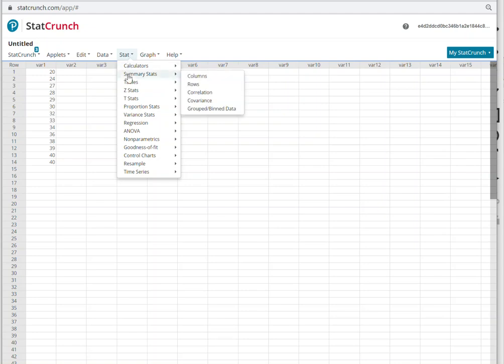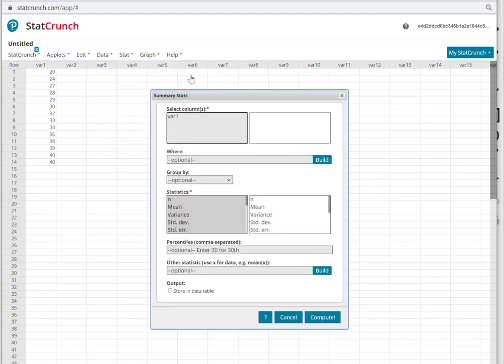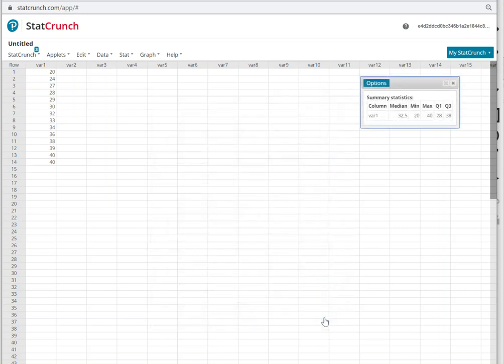And if we wanted to get just the 5 number summary, we could go to Summary Stats, Columns. We'll select the column here, VAR1, and we'll select what we need. Well, that would be, let's see, it's a little bit hard to do this. Let me use this little thing. So we need the median. I'm going to hold Control, and then we need the minimum. And again, use this little bar to get yourself down. We need the maximum, Q1 and Q3. And let's go ahead and hit Compute. And so there they are. So that's how we can quickly get our 5 number summary.